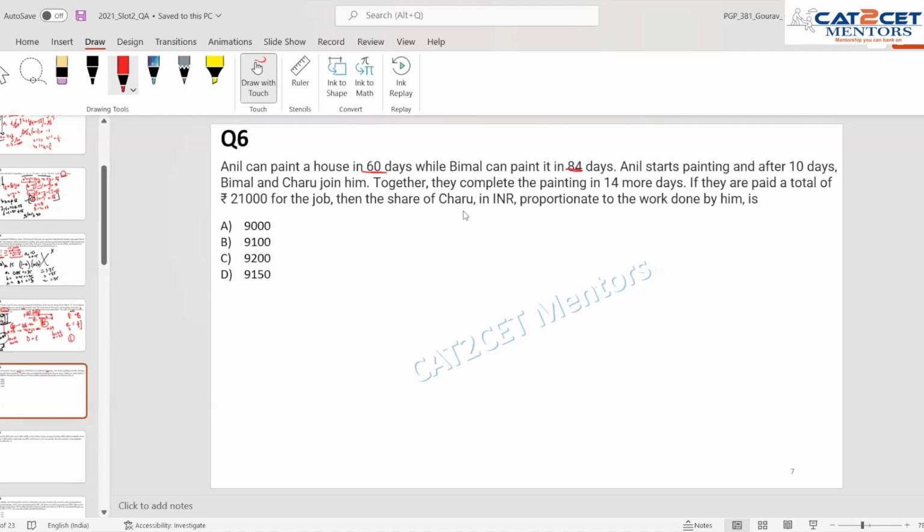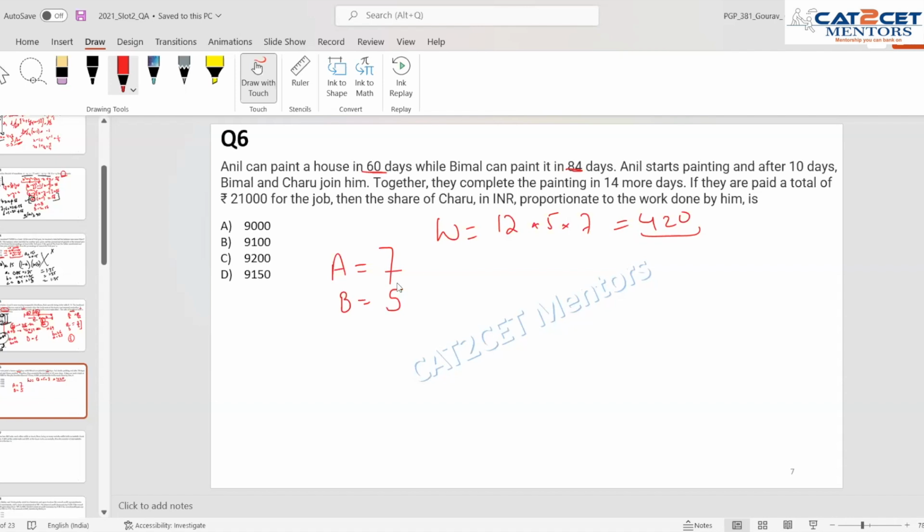Let's assume the value of total work first. For assuming the value of total work, we take the LCM of these two, which will be 12 times 5 into 7, because 84 is 12 times 7. So it will be 420. Okay, so let's assume the total amount of work is 420 units. Amit can do this work in 60 days, so the unit work that Amit completes in a day is 7. And Bimal completes 420 divided by 84, that is 5 units of work every day.